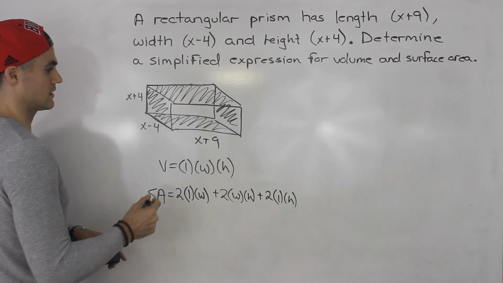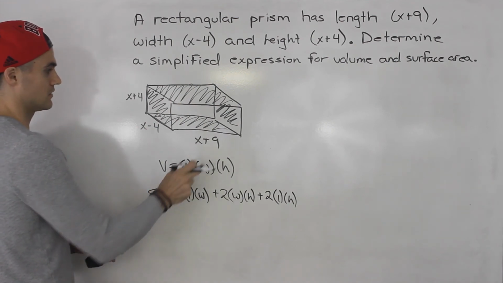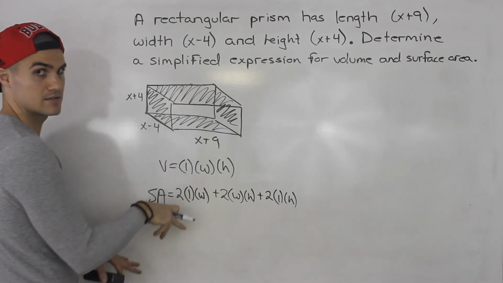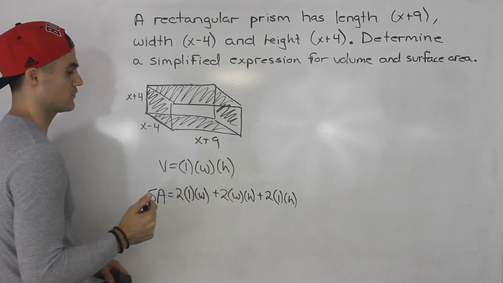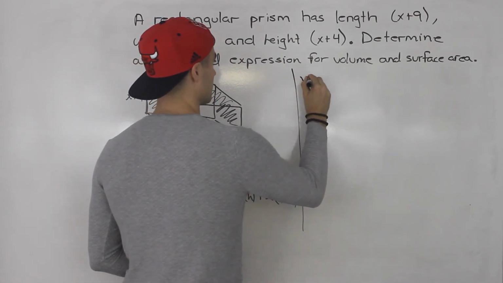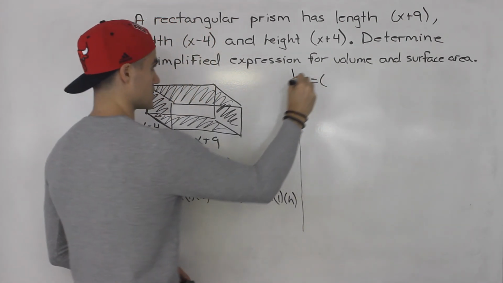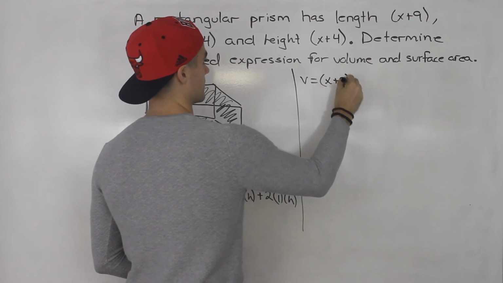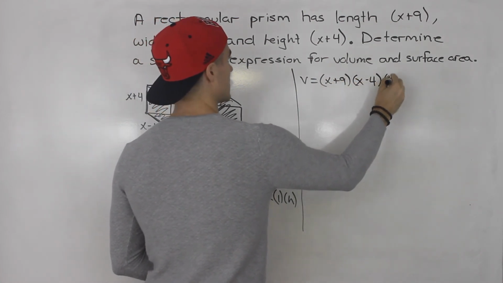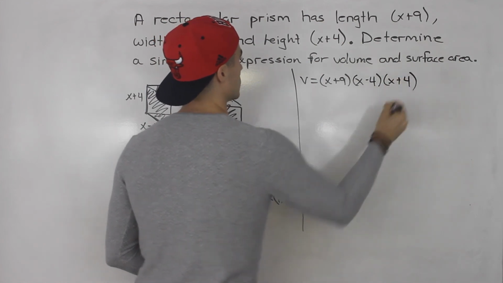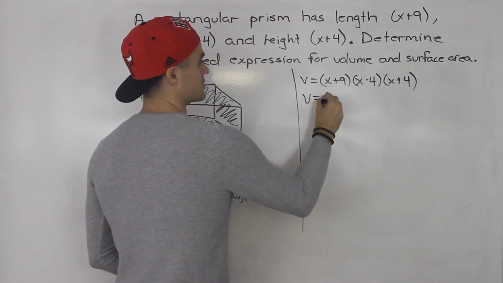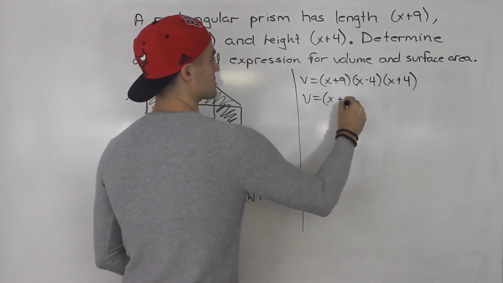So we're basically going to have to input each of these expressions for length, width, and height into these formulas and then simplify them. So let's start off with the volume. We got length, which is x plus 9, times the width, which is x minus 4, times the height, x plus 4. So we're going to have to FOIL this out. So let's FOIL these two brackets out first.